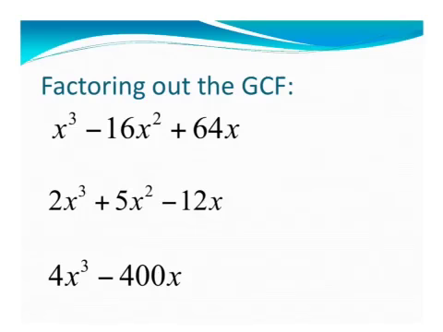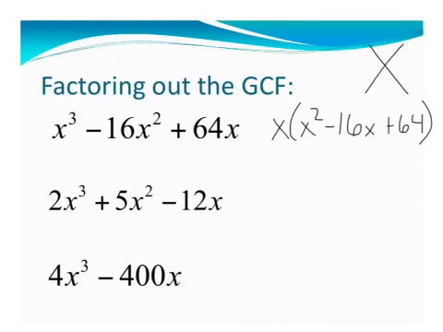So for this first one, I'm going to take out an x, and I'm left with x squared minus 16x plus 64. Okay, but now this is not fully factored. I can finish factoring this part right here by using our AM method, or our reverse FOIL. I want to multiply to 64 and I want to add to negative 16. Well, that would be negative 8 and negative 8. So I'm going to have x times x minus 8, x minus 8.